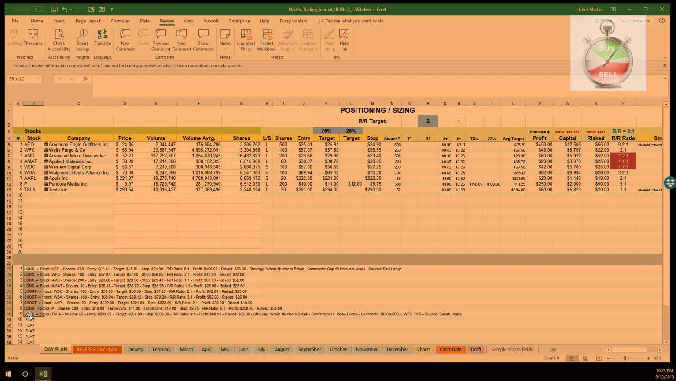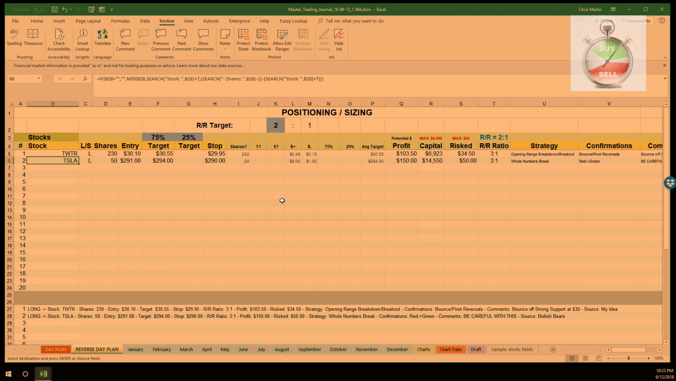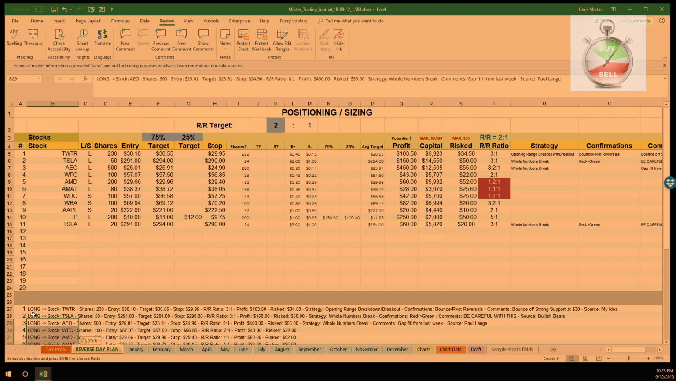So the moderator gives all the trades. Okay guys, put that in your spreadsheet. Go to the spreadsheet, put it in the spreadsheet here. Boom, all the trades are built up.